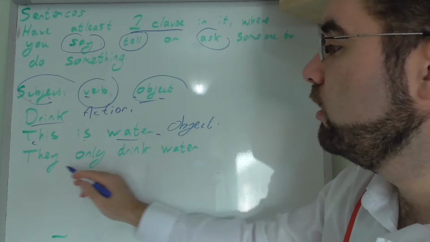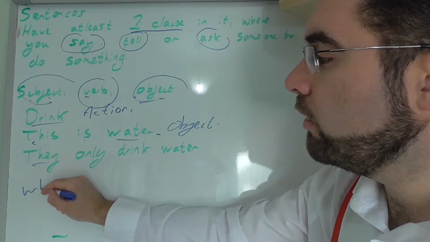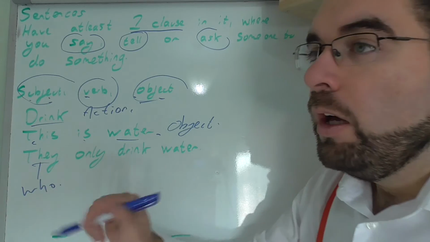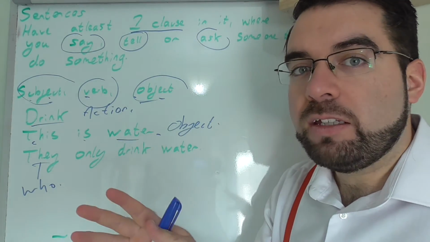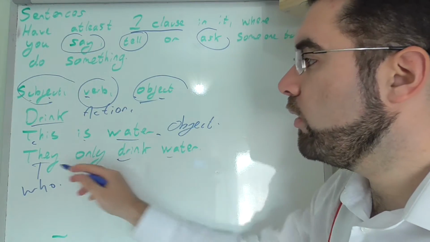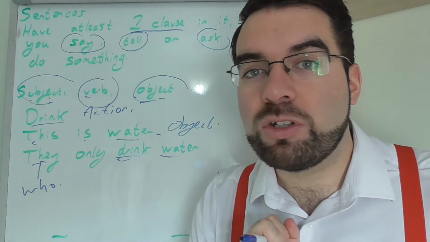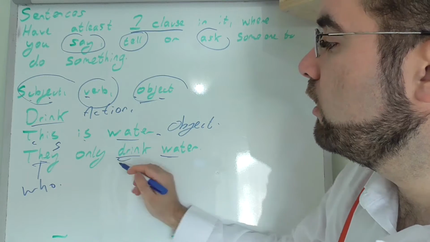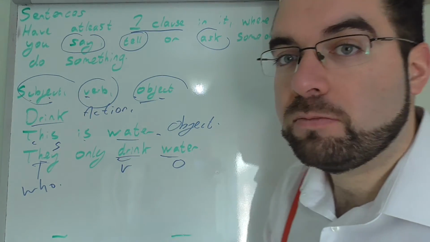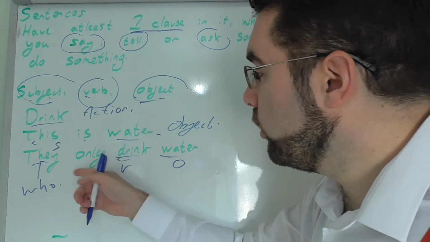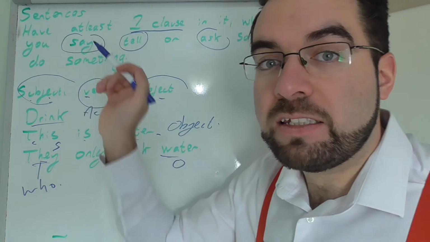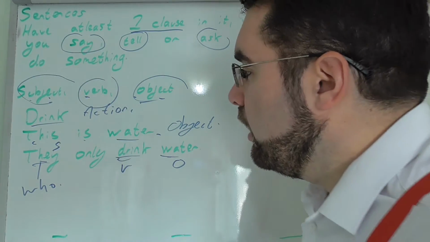It's who. So they. Who? They only drink water, or they drink water. I drink water. So subject, verb, object. And that is a simple clause which makes a sentence, the building blocks of sentences.